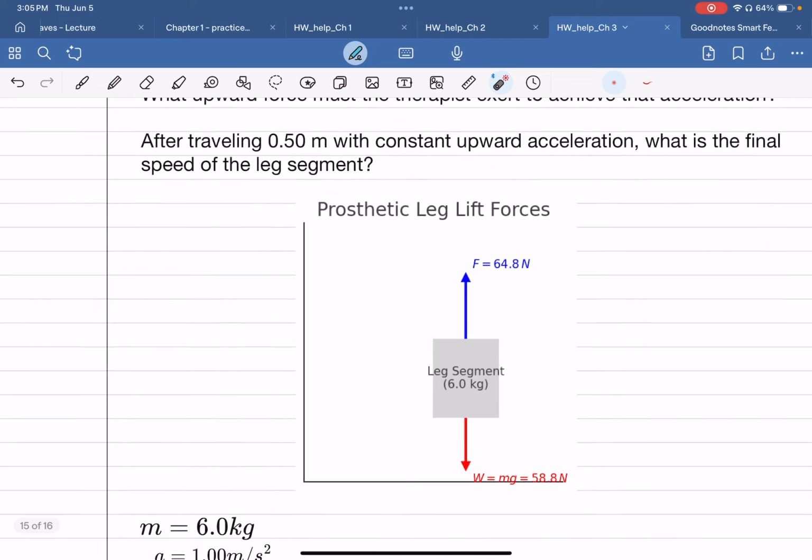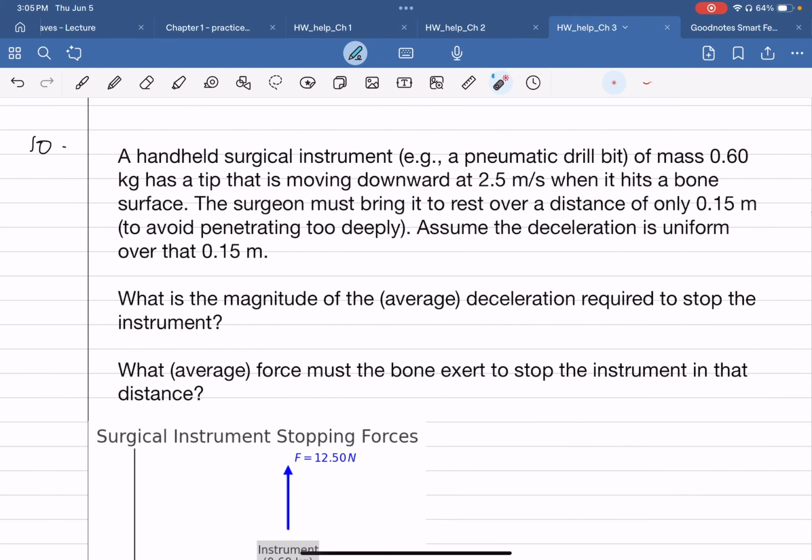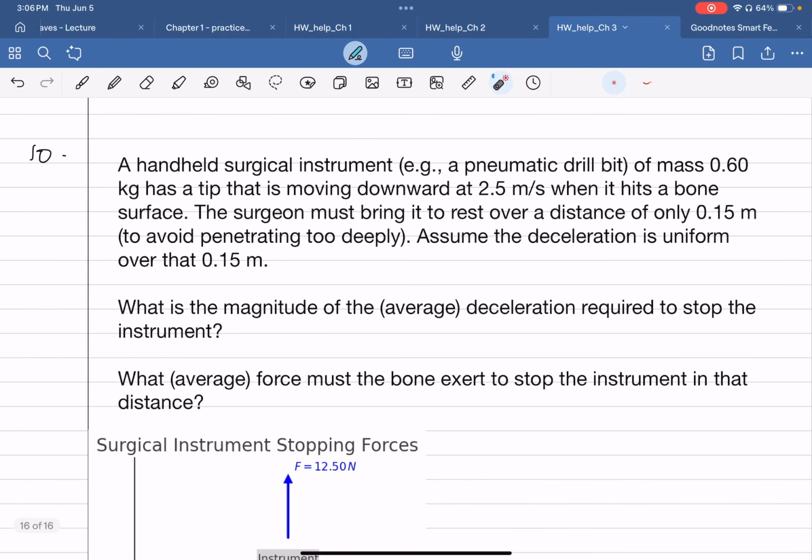Now we come to the last one, and am I glad? I am. Okay. A handheld surgical instrument could be a pneumatic drill bit of mass 0.60 kilogram, has a tip that is moving downward. Now remember, it's moving down at 2.5 meter per second when it hits a bone surface. The surgeon must bring it to rest over a distance of only 0.5 meter to avoid penetrating too deeply. Assume the deceleration is uniform over that distance. What is the magnitude of the average deceleration required to stop the instrument?